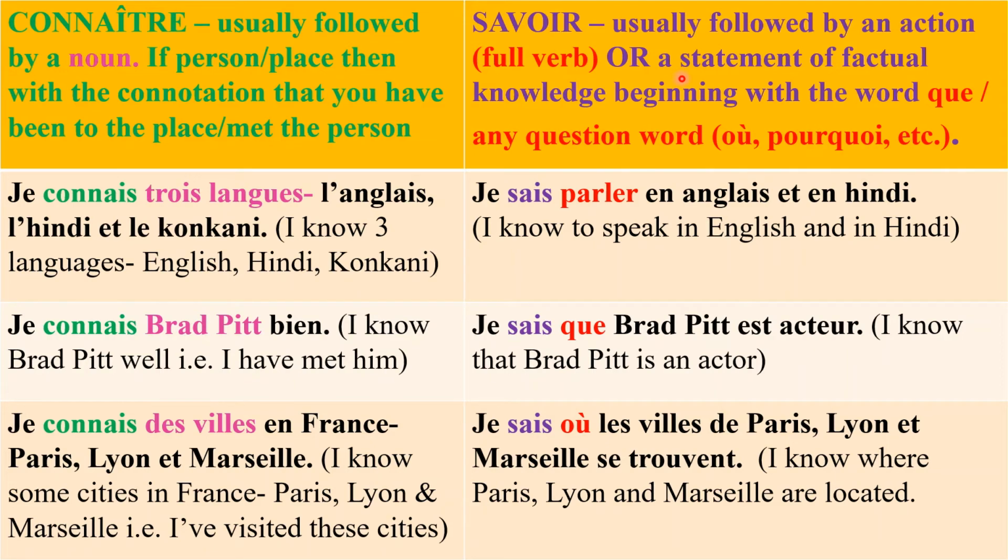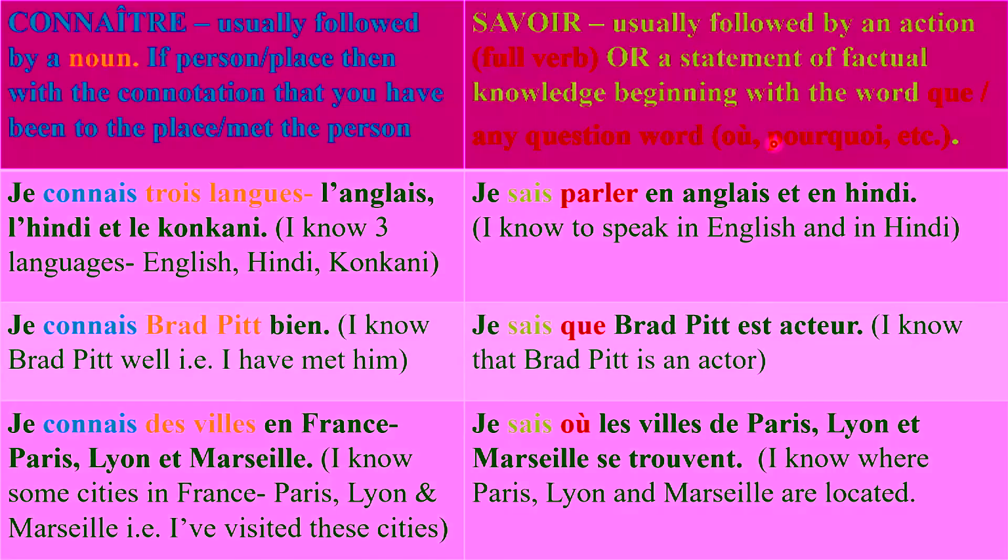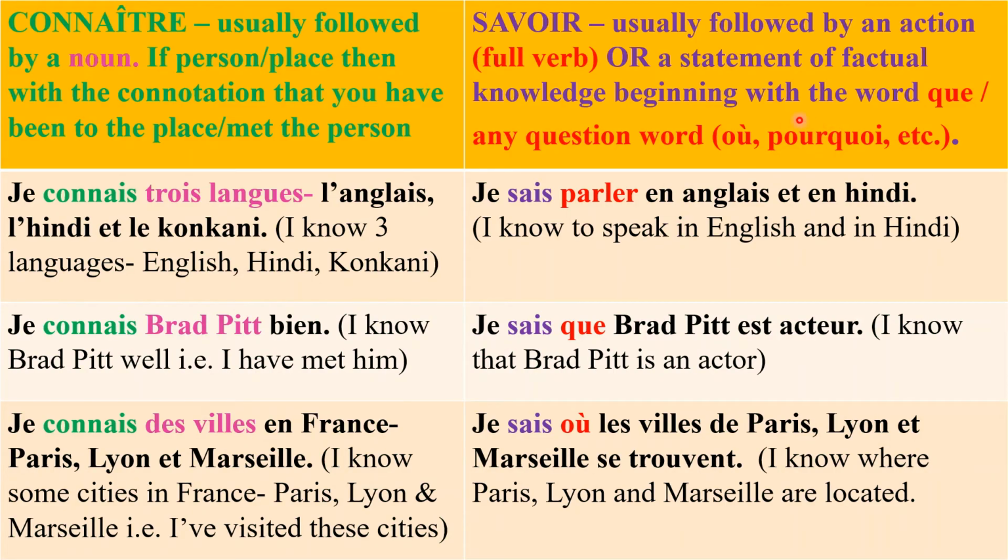If you want to say I know so and so, or I know where so and so happened, or I know why so and so took place, you can also follow up savoir with any of the question words où, pourquoi, quand, and so on. You can use savoir in these two ways: either it is followed by an action to show that you know how to do something, or to show that you know a fact.